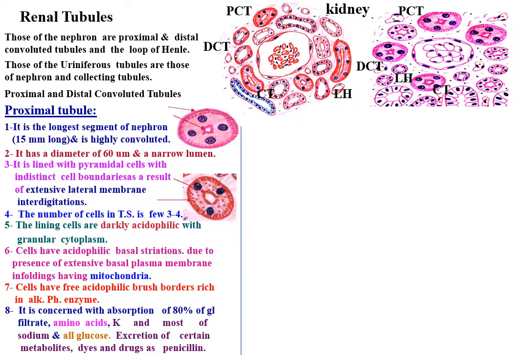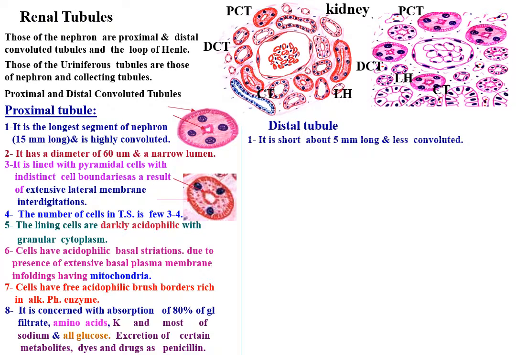Proximal tubule is concerned with absorption of about 80% of the glomerular filtrate, absorption of amino acids, potassium, and most of the sodium, absorption of all glucose, excess of glucose more than the tubular capacity is excreted in urine, glycosuria, and proximal convoluted tubule is also concerned with the excretion of certain metabolites, dyes, and drugs as penicillin.